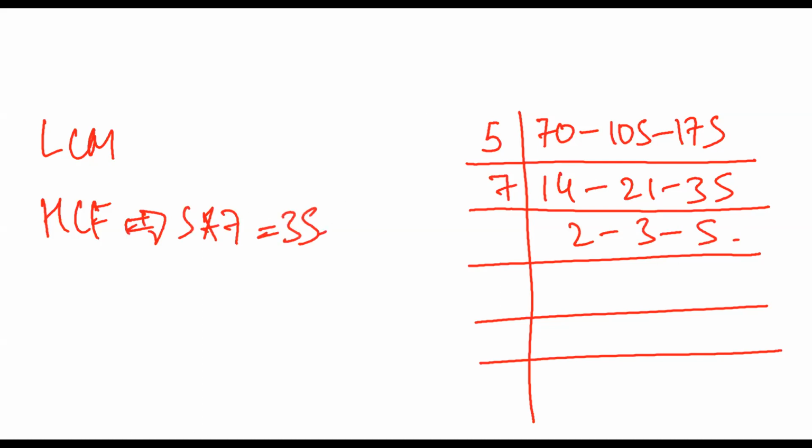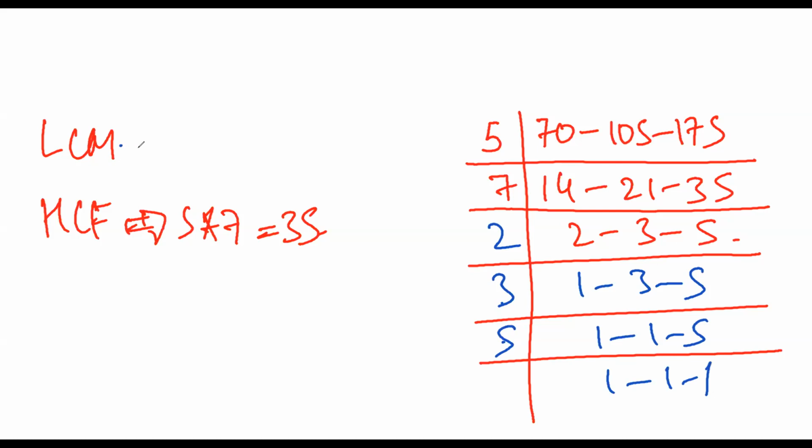But if I had to find the LCM, what would I do? The process will continue. What should I write here? 2. Should I write here? 3. Should I write here? 5. So the LCM would be 5 into 7 into 2 into 3 into 5. Sarthak, have you understood? Yes, sir.